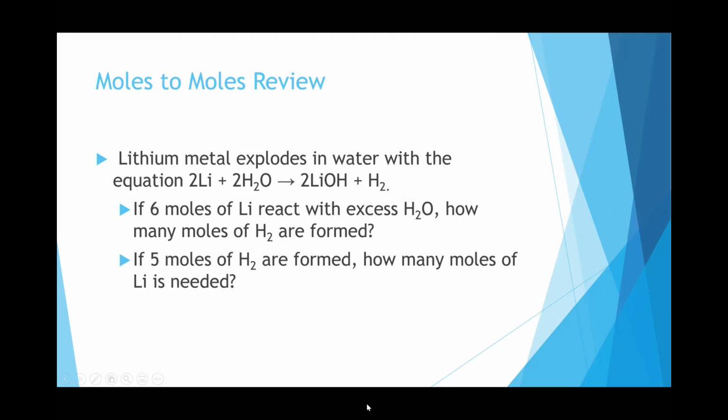Okay. So let's practice that problem for these 2 problems. When you have it, please put your answer into the chat. Lithium metal explodes in water with the following equation. We've seen this exact equation last week, but I changed the numbers a little. If 6 moles of lithium react with excess water, how many moles of hydrogen gas are formed?